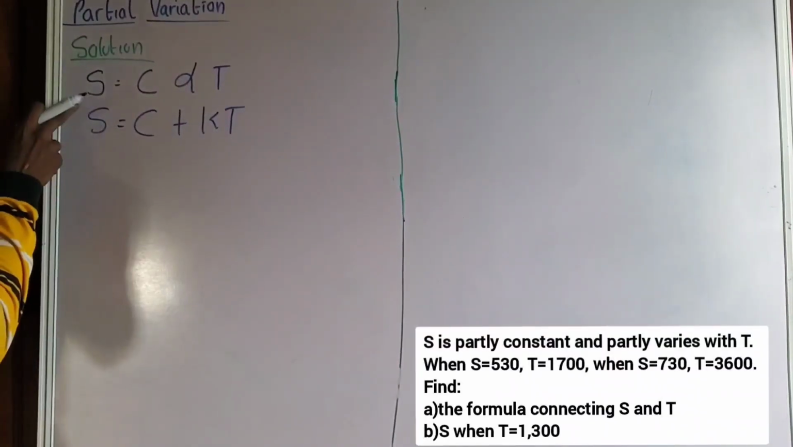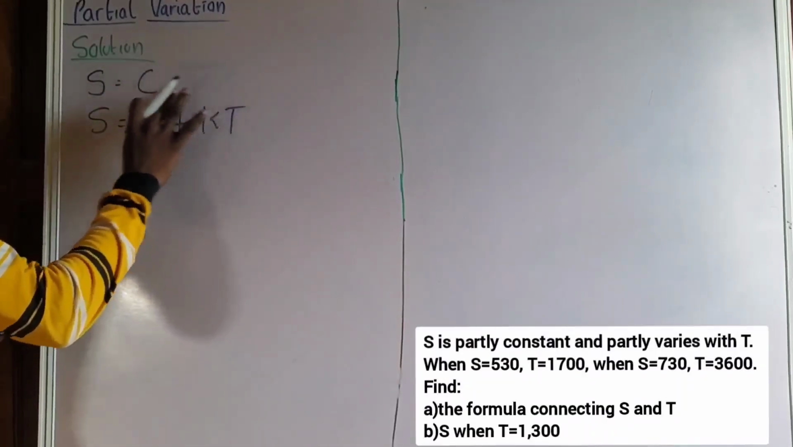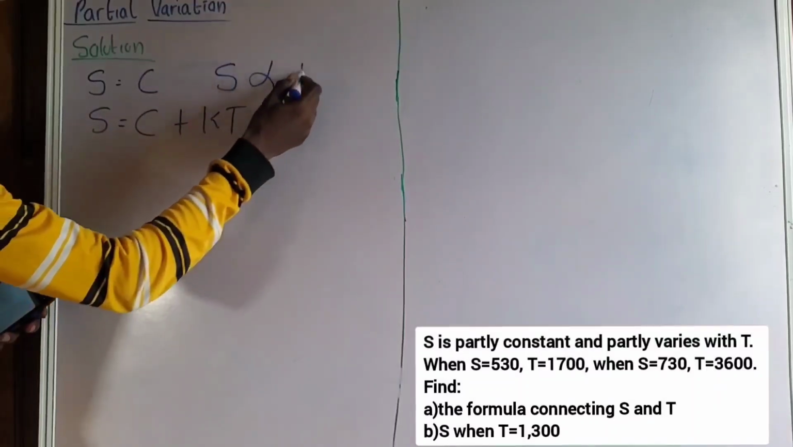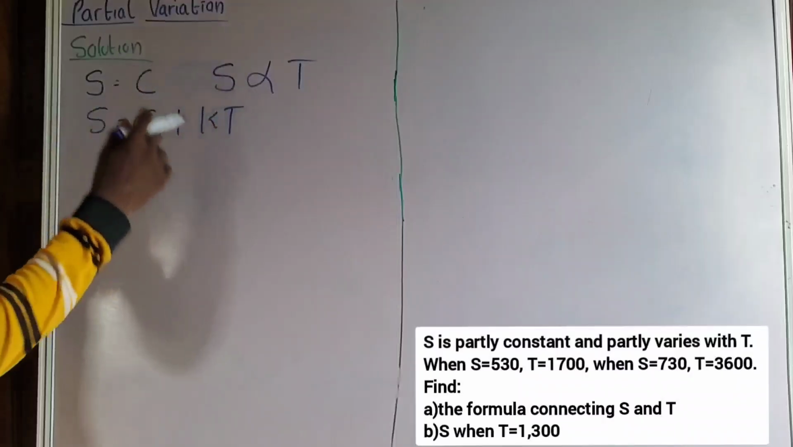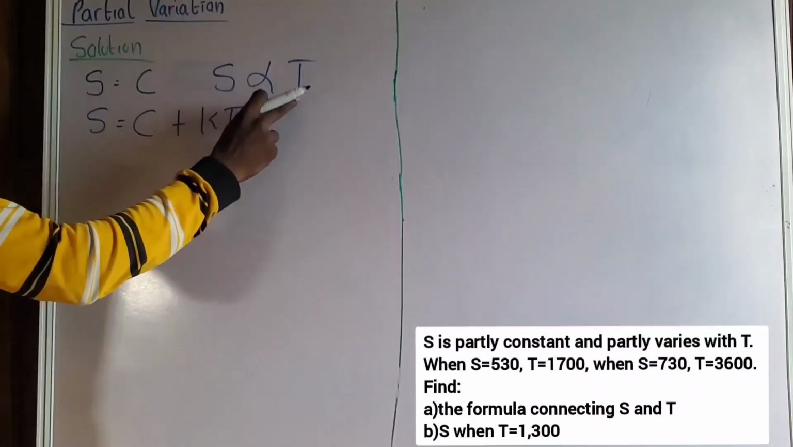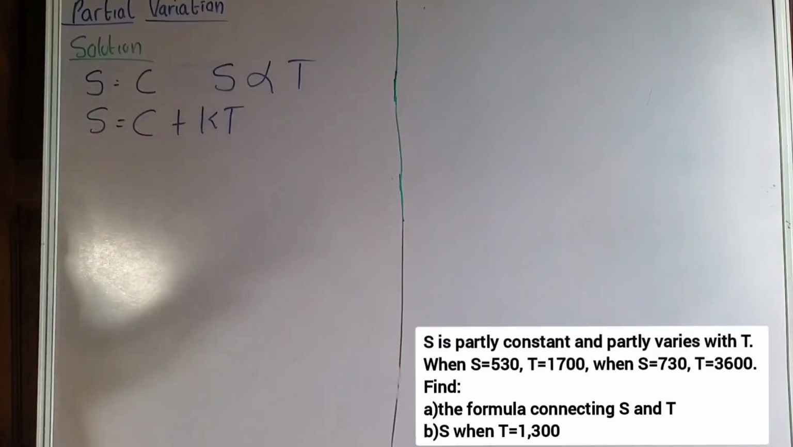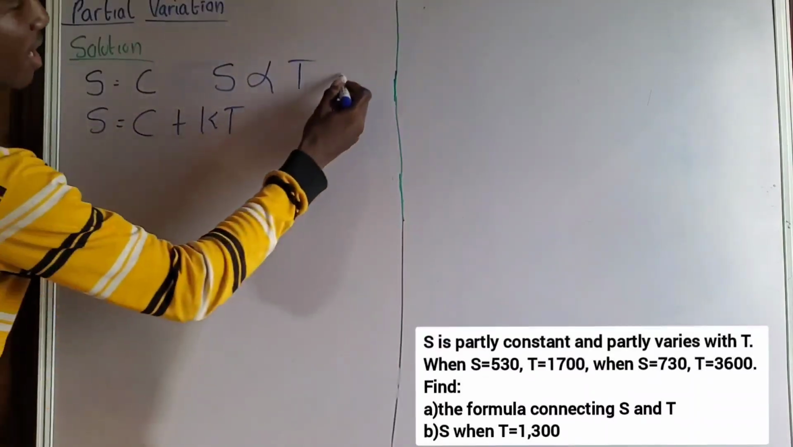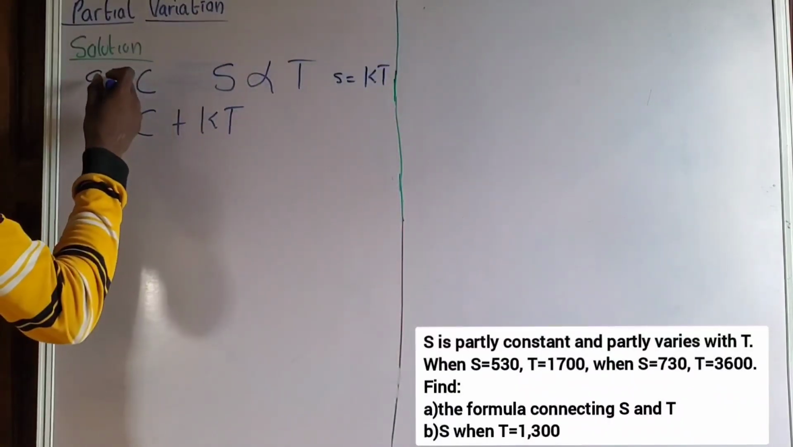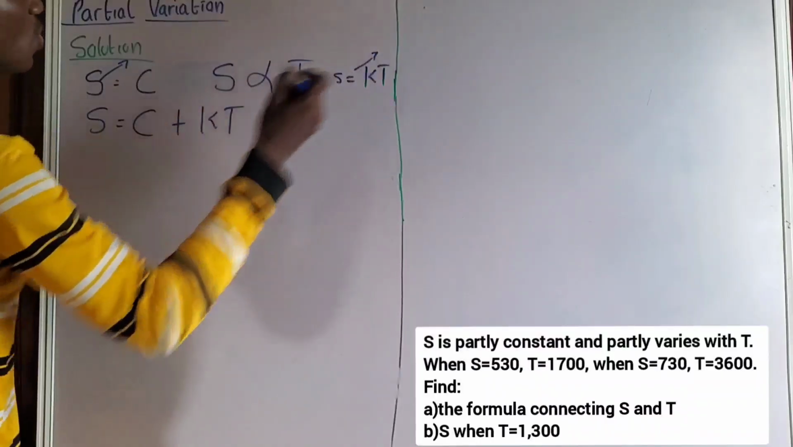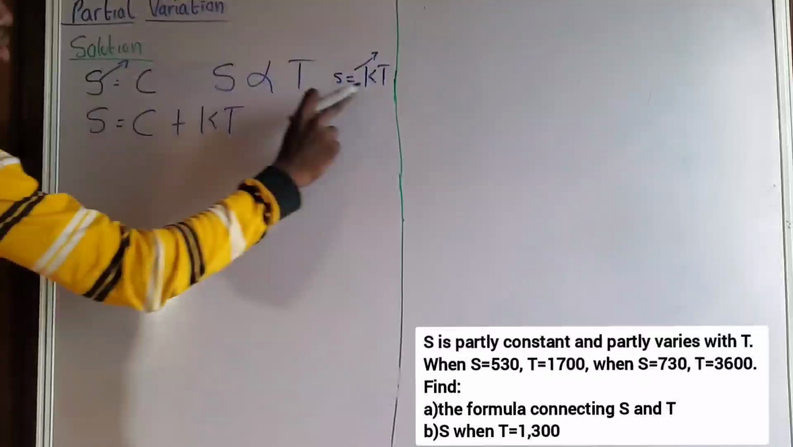Listen to me. This first expression that you see here means that S is partly constant, and I can write it like this: S partly varies as T. You can see now. So S equals C, which is the constant, and this same S equals T, varies as T. So if I want to change this variation sign to an equals sign, I'm going to introduce a proportionality constant. So I'm going to have S equals KT. Are you getting it? Now, we have two expressions for S, which is 1, and this is 2. If I want to write a single expression for S, I'm going to have S equals C plus KT.